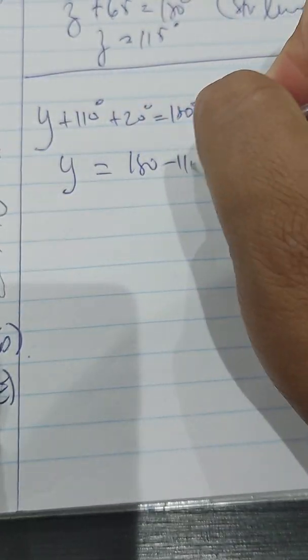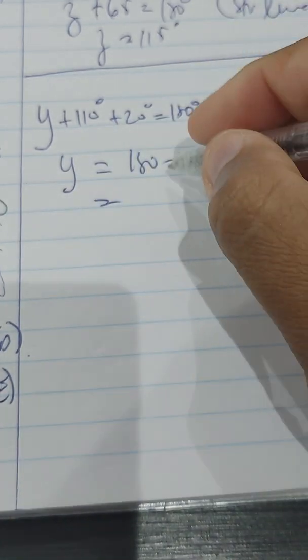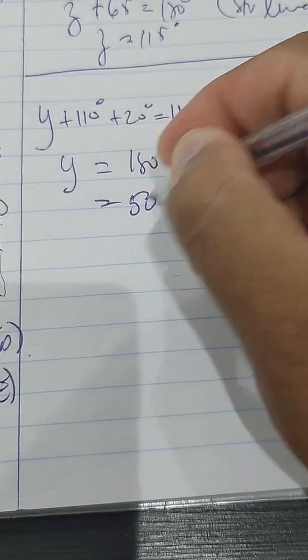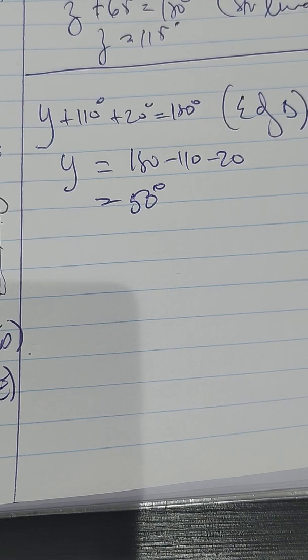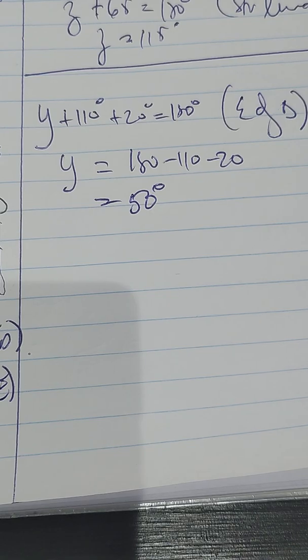180 minus 110 minus 20. 180 minus 110 is 70, so it's going to give you simply 50 degrees there. I'm just checking. Alright, 50 degrees.